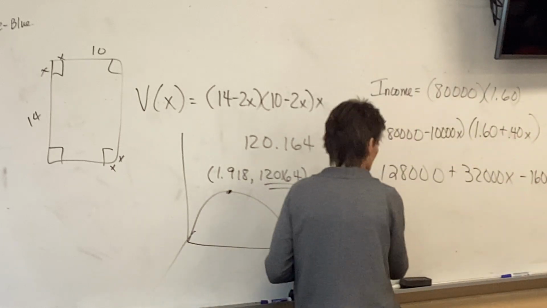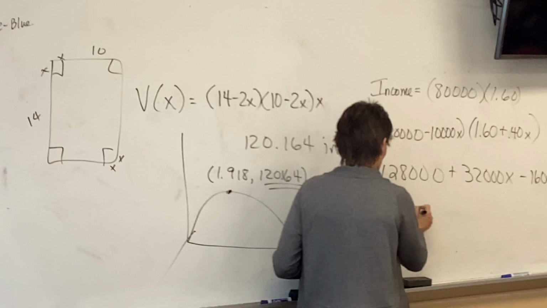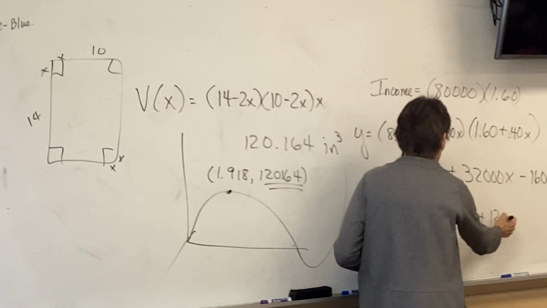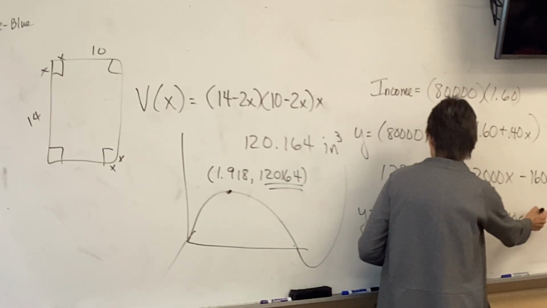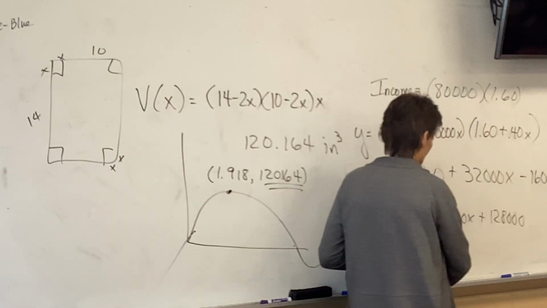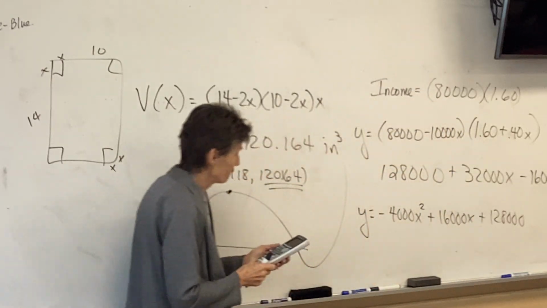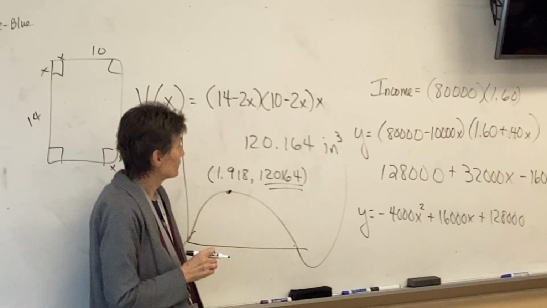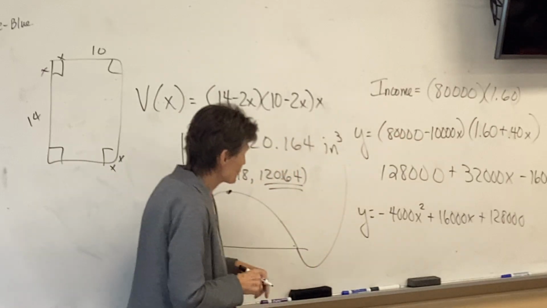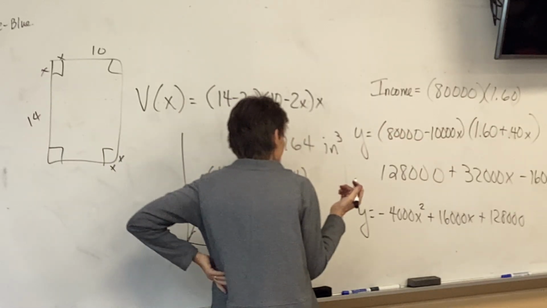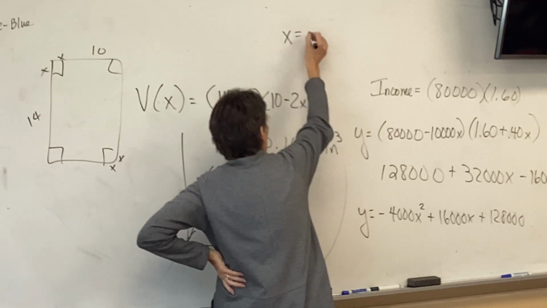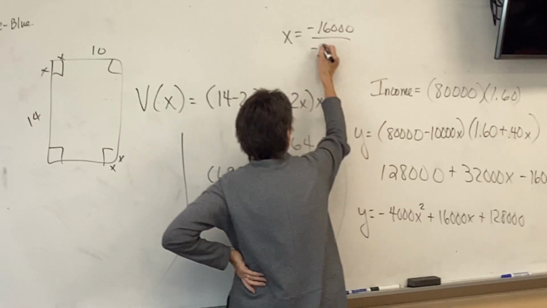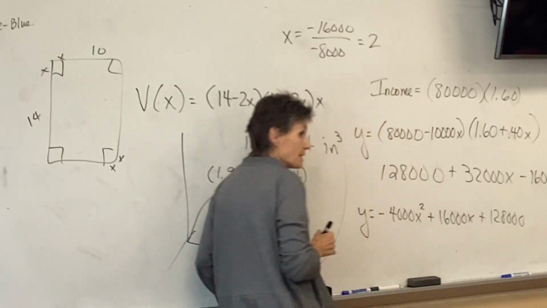So when I FOILed it, if I type in the right number of zeros, this is what I am going to get. I want to maximize my income, so I'll find my negative b over 2a, which looks like 2.